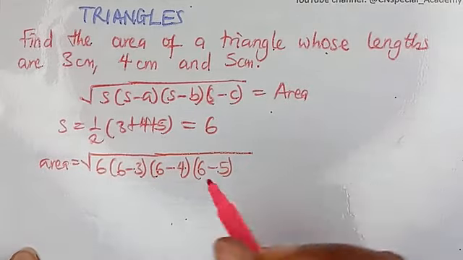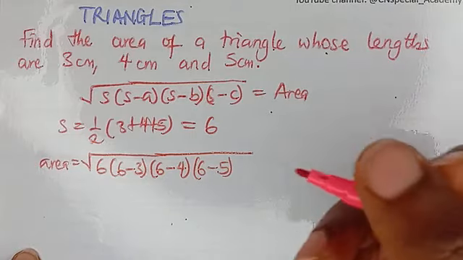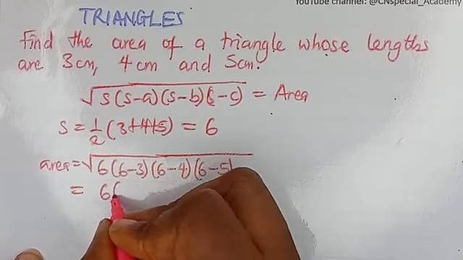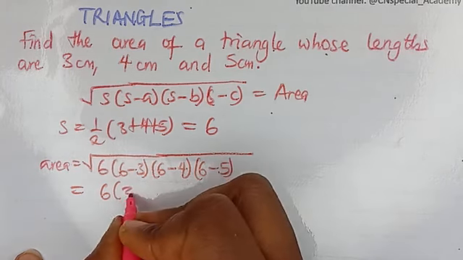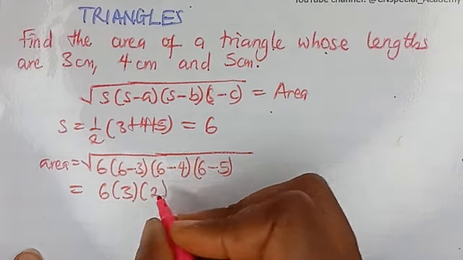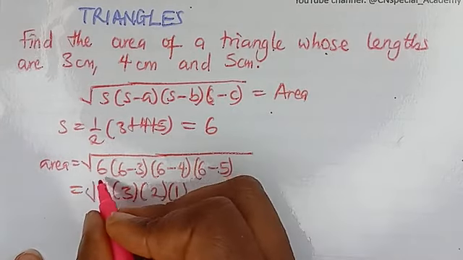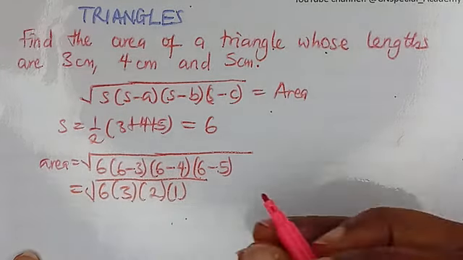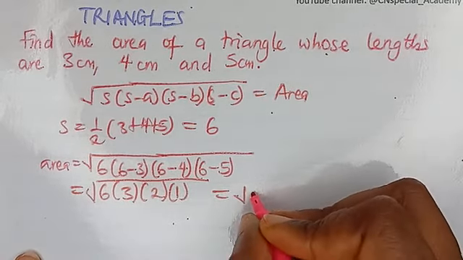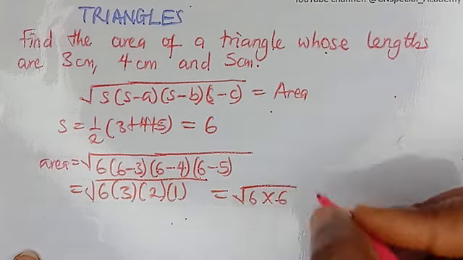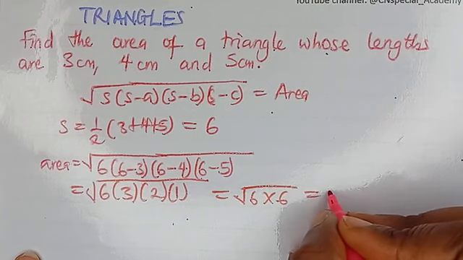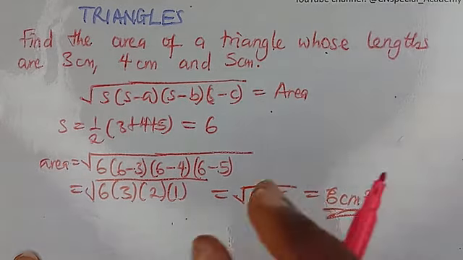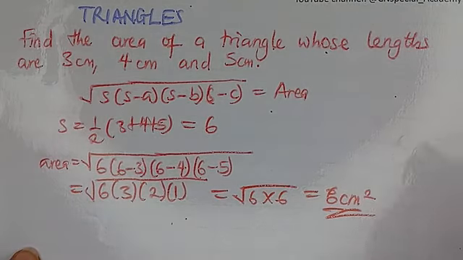You could see it's easy. It looks kind of complicated here, but it's actually easy to remember. We bring down 6. 6 minus 3 is equal to 3. 6 minus 4 is equal to 2. 6 minus 5 is equal to 1. So we have 1 times 2 is 2, 2 times 3 is 6, 6 times 6 is 36. Or we could just leave it as 6 times 6, in which we just know that the value for the square root is equal to 6 cm squared. So the area of this triangle is 6 cm squared.